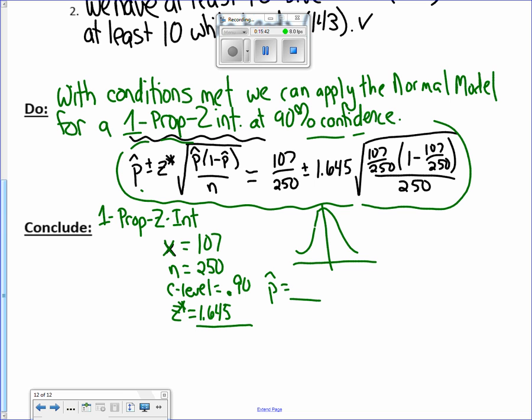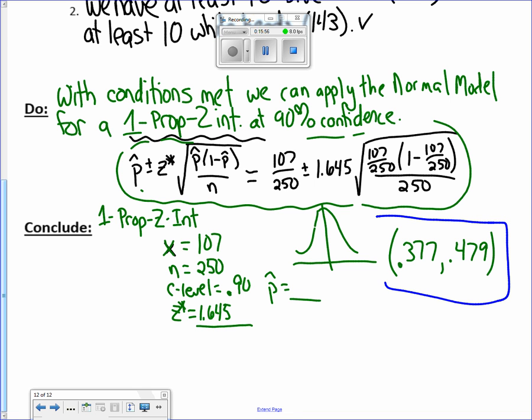And then it gives you your interval. And you just write the answer is 0.377 to 0.479. Always round to 3 decimals in stat. This is our actual interval. If I were to put it on my normal curve, I'd have from 0.377 to 0.479.